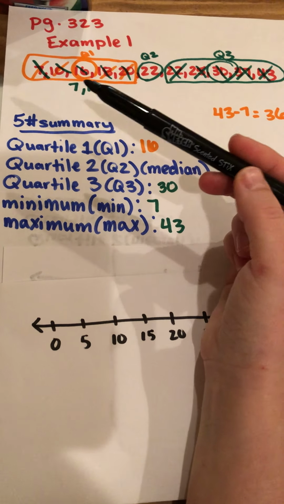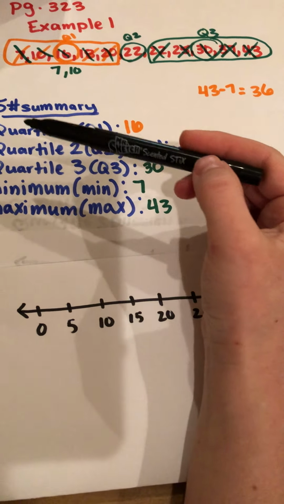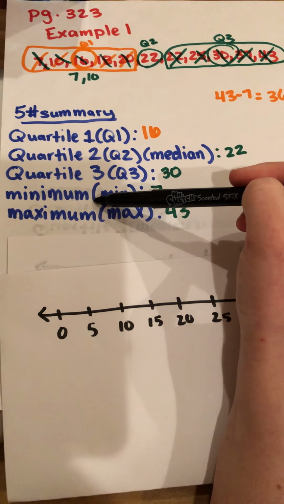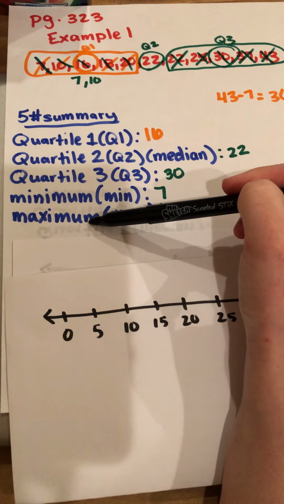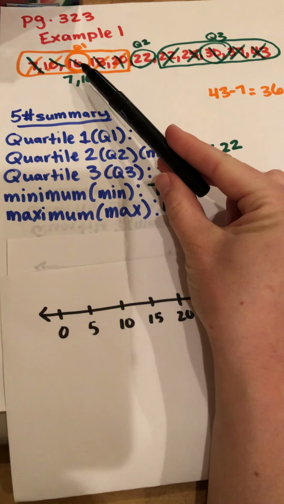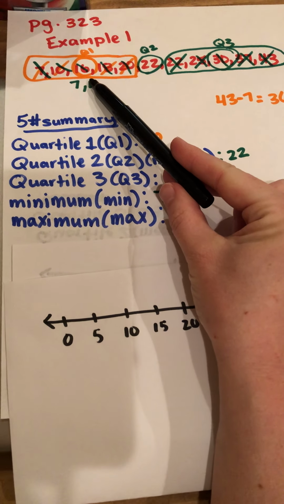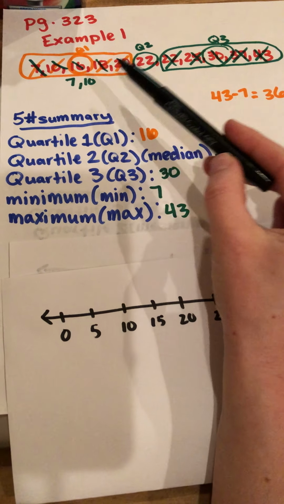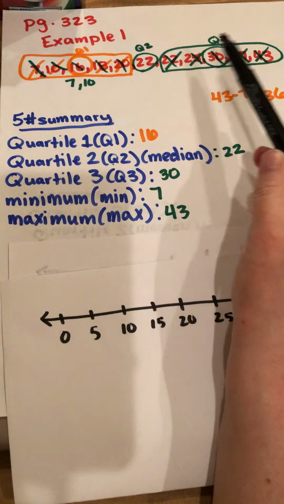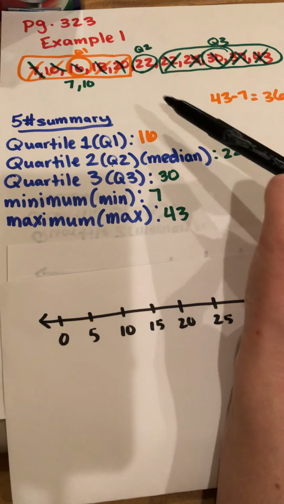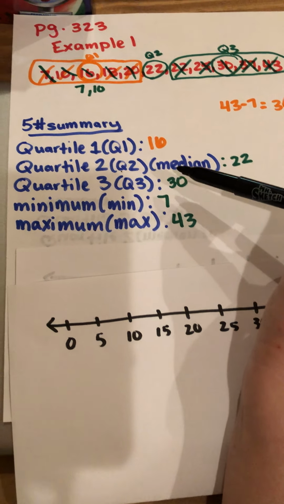And you can see that they have the least value, but we refer to the least value as the minimum. The greatest value, we refer to as the maximum value. They have a lower quartile, which we are going to refer to as quartile 1. The median, which is quartile 2, and the upper quartile, which is quartile 3.